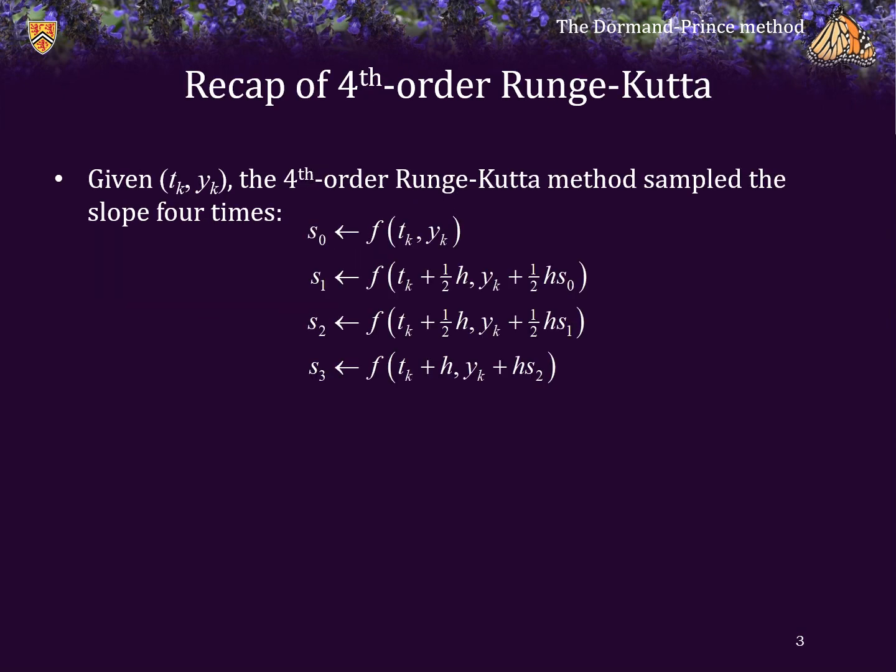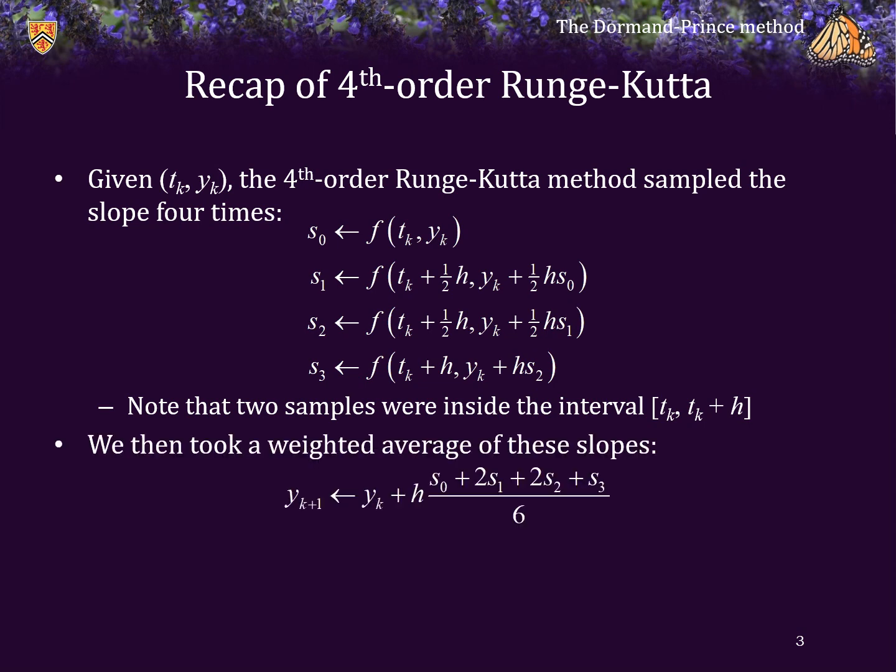Now, given the approximation t_k, y_k, the fourth-order Runge-Kutta method sampled the slope 4 times at 4 different points. You're going to notice that 2 of those samples were somewhere inside the interval from t_k to t_k plus h. Once we've got those samples, we then took a weighted average of these slopes to best estimate the value of the solution to the initial value problem at the next point.